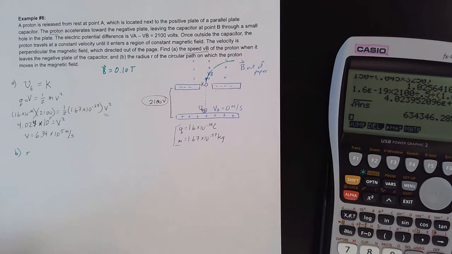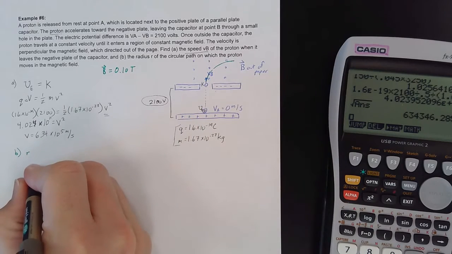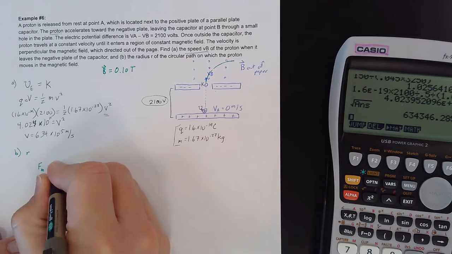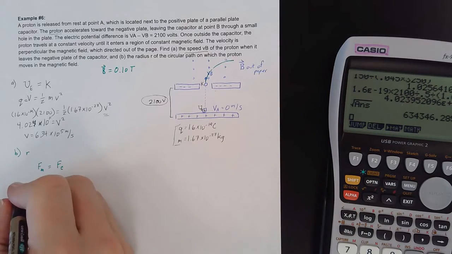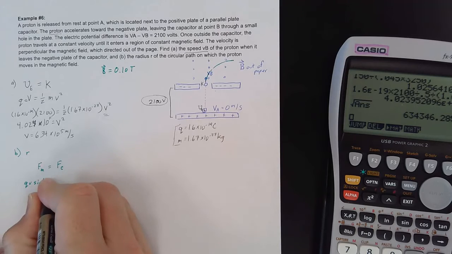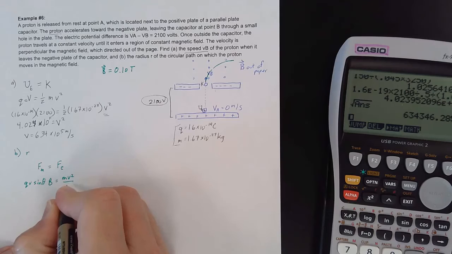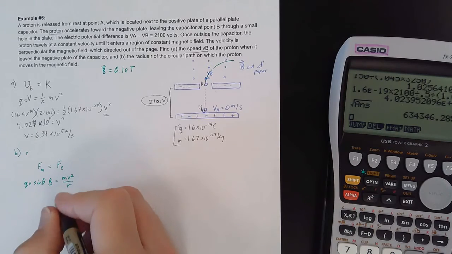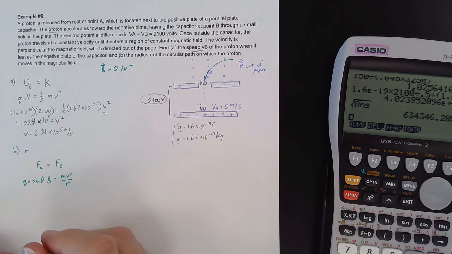But now we have the strength of the magnetic field, and we know that it is circular motion, so we're going to say that the force of the magnetic field is the centripetal force. The force of the magnetic field, as we know, is qv sine theta B. The centripetal force is mv squared over r, the mass times the centripetal acceleration. We should now be able to just put all our numbers in and hopefully get the correct answer.